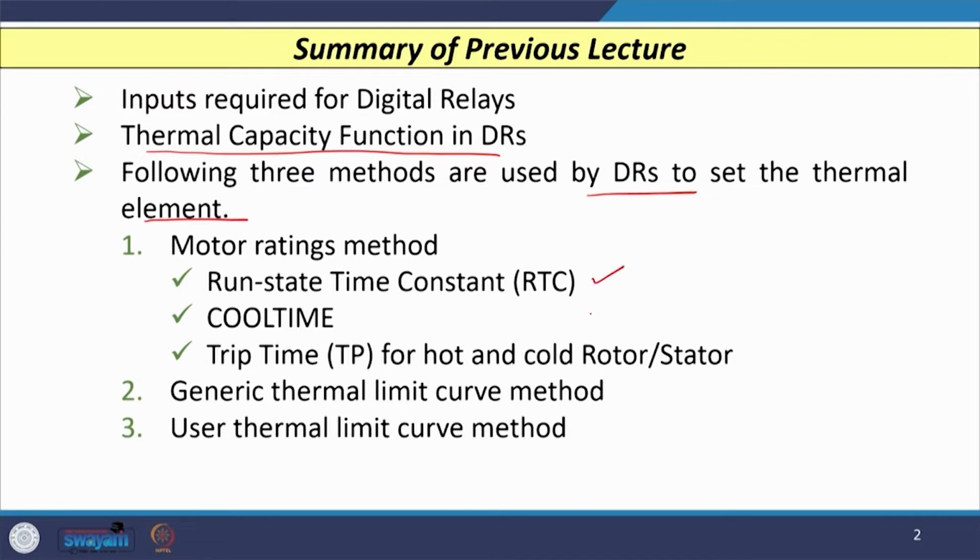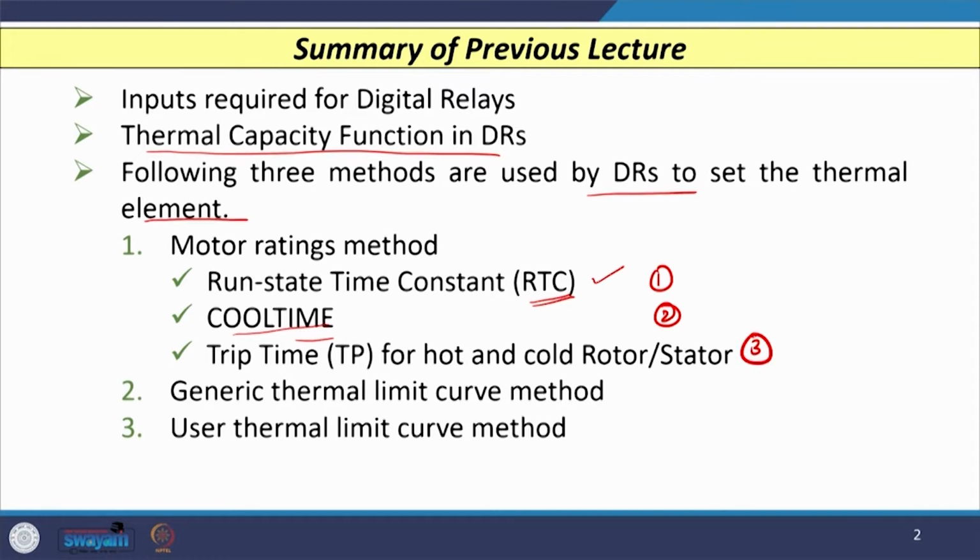Now, when we use the motor rating method, we have discussed that we have to calculate three things. First, the run state time constant, known as RTC. Second, the cool time. And third, the trip time for hot and cold rotor and stator. So, these three things we need to calculate when we talk about the motor rating method.